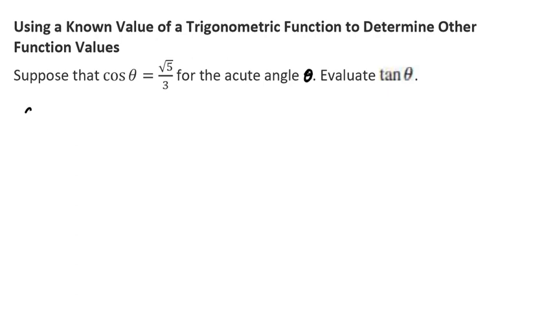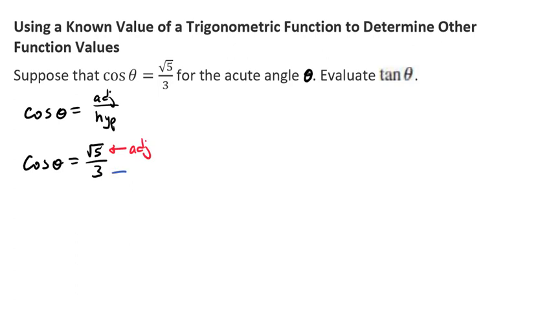So first, let's recall that the cosine of theta is actually our adjacent over our hypotenuse, which means that if the cosine of theta is the square root of 5 over 3, then we can say that our radical 5 is our adjacent side and that our 3 is our hypotenuse.